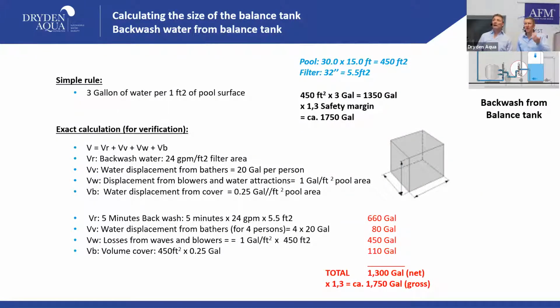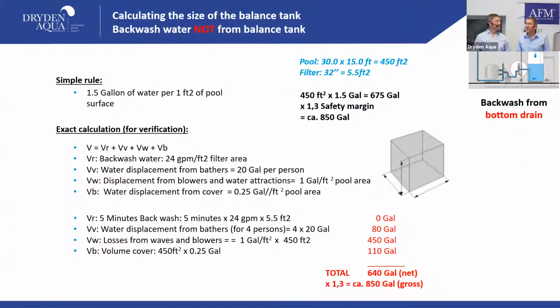Now, the same calculation when using water directly from the pool. It's the same calculation, but your water loss here is 0. As a consequence, the simple rule is not 3 gallons, it's 1.5 gallons per square foot. So same calculation here, you're going to need about 850 gallon balance tank volume. This is great, isn't it? Are you happy with this, Sean? Yes, absolutely. So this alone can save you $1,000 easy. Probably more.